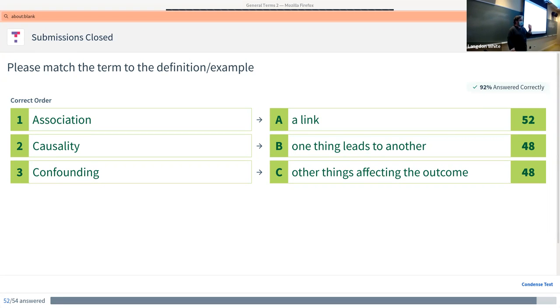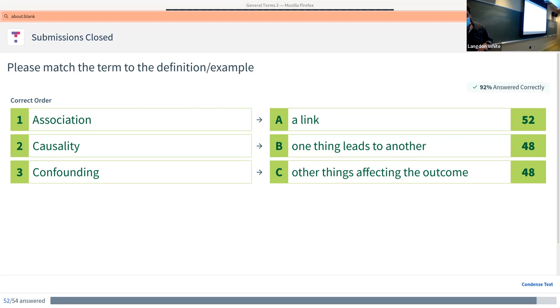So you've applied a treatment, but now you have external forces that are not part of your treatment that are actually affecting your outcome. So therefore, it's difficult to figure out, is the treatment doing the thing, whatever it is, or is it these confounding factors?